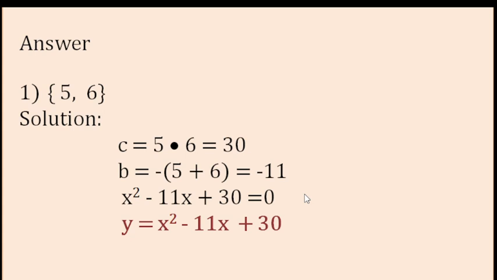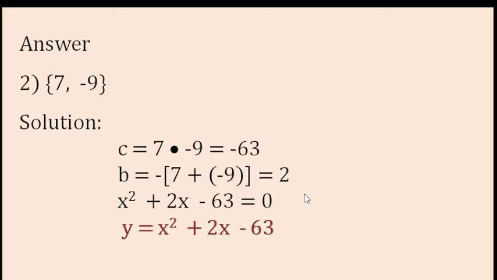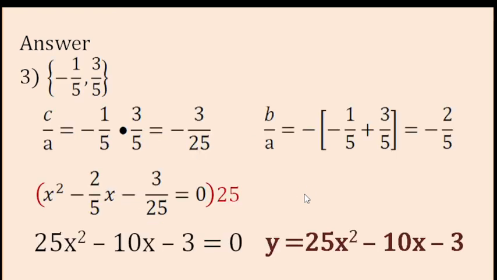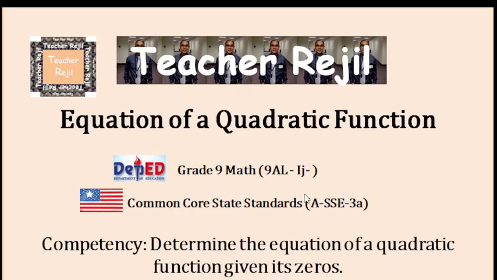For item number 1, our quadratic function is y equals x squared minus 11x plus 30. Second, our quadratic function is y equals x squared plus 2x minus 63. For item number 3, our quadratic function is 25x squared minus 10x minus 3.